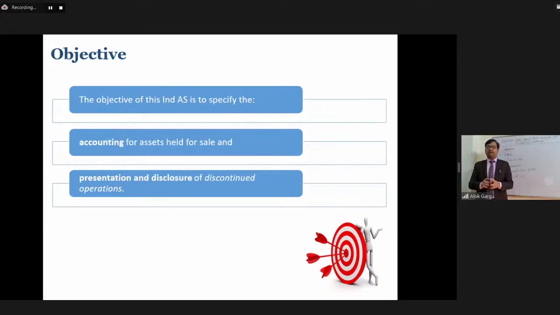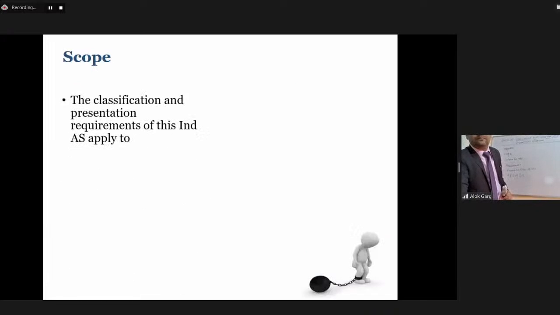Friends, are we comfortable here? Are we able to understand what this standard expects us to understand? Please respond quickly. Costa, is it clear? Okay.